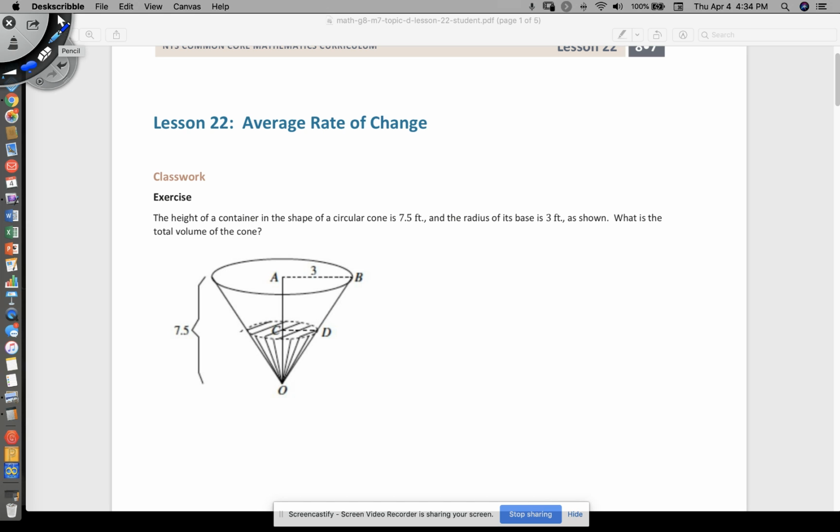This will be our last lesson for this topic. We are not doing topic 23. So this is 8th grade, module 7, lesson 22 on average rate of change.